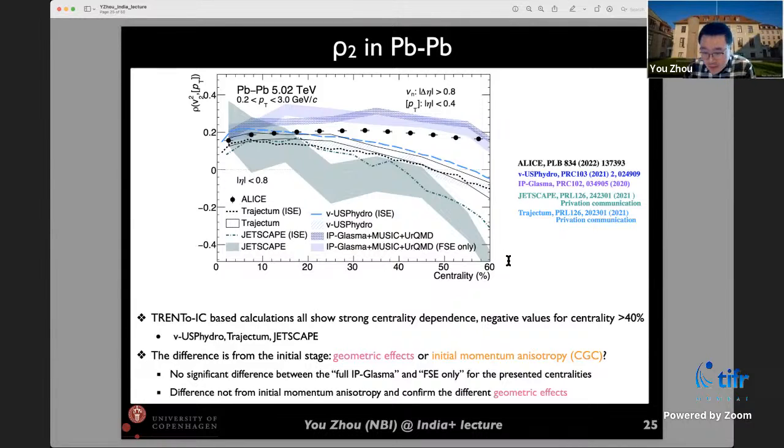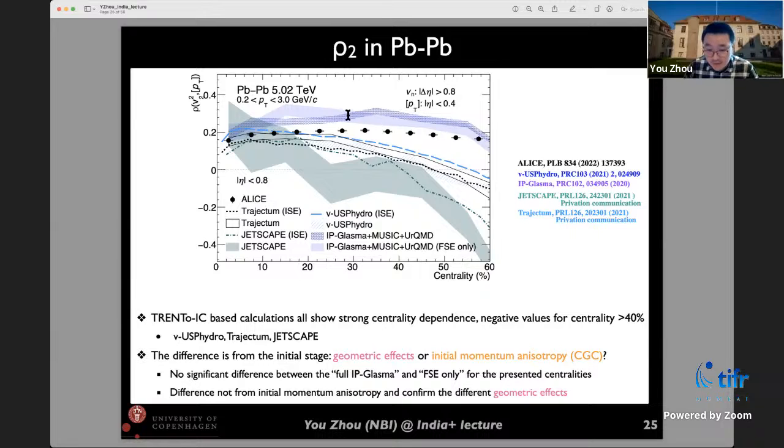So how can we understand the huge difference between IP-Glasma hydrodynamic calculation and the rest based on the TRENTo initial state model? Is it due to some CGC effect, which has been implemented in IP-Glasma? They also did an additional calculation with IP-Glasma, but now they switch off the contribution from color glass condensate. And you can see the results actually agree with the calculation with the CGC.